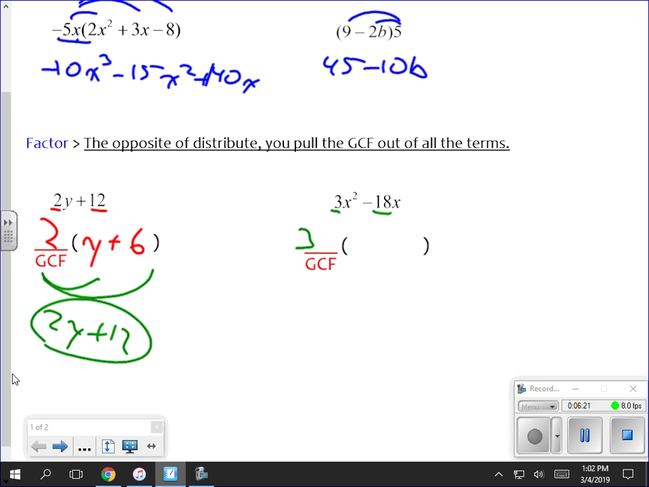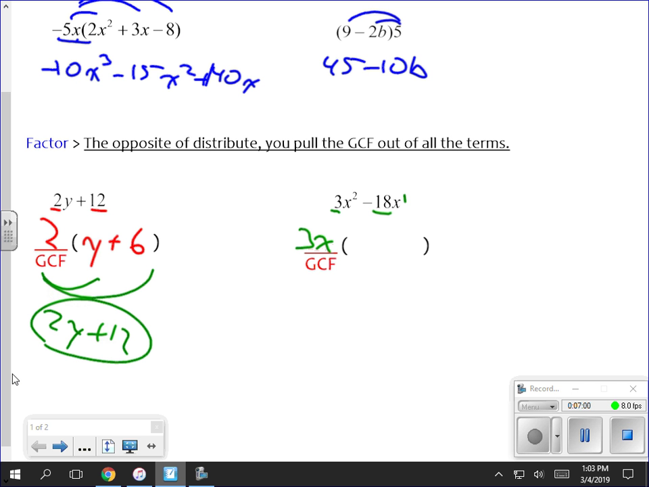Second question, do I have a variable in every term? Yes, I do. So now I'm going to pull a variable out. Here's the trick to pulling out a variable: pull out the smallest exponent there is. So I have x squared, and then this is x to the first, right? My smallest exponent is 1, so I pull out my x to the first. That's my common factor. I have a 3 in both of those terms. I have an x in both of those terms. So that's my common factor I pull out.